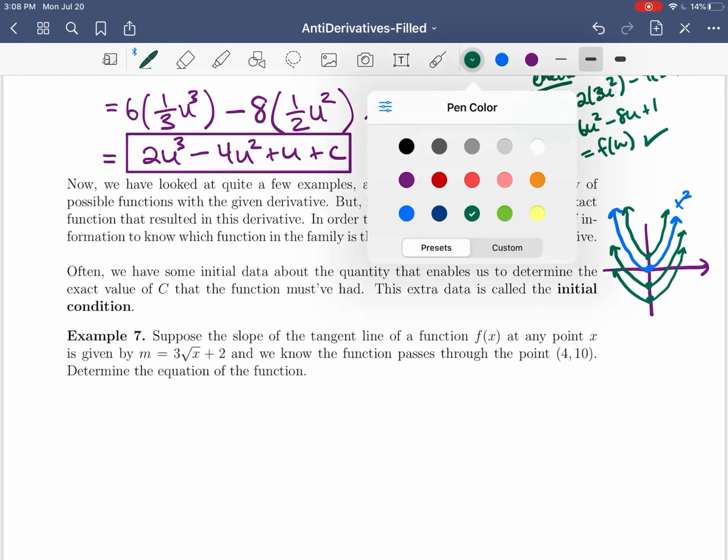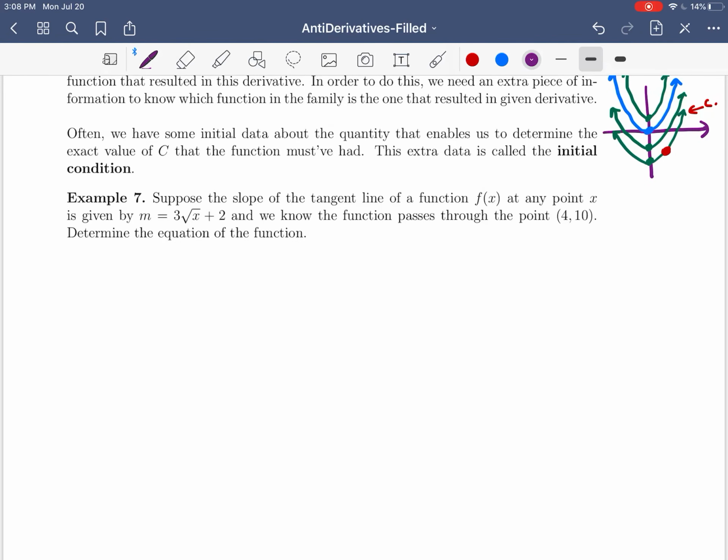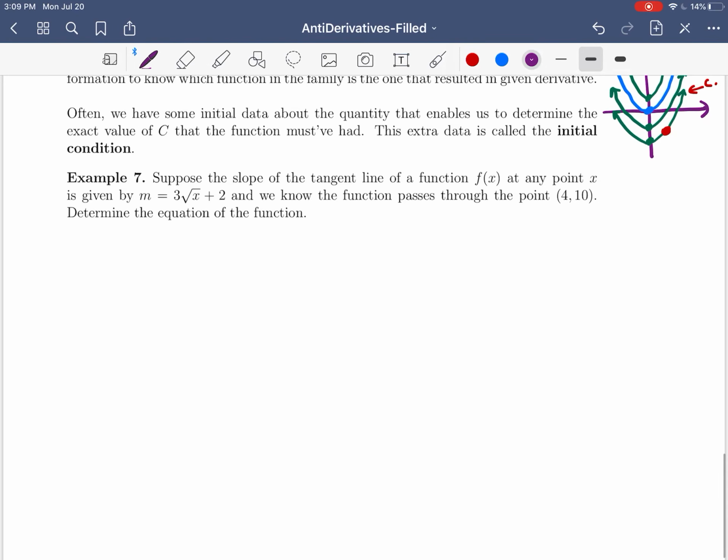So if you have some extra condition, for instance, you know that this point is on your graph, then you know that you need this particular c value. You want to be on that specific graph. Okay, so that's the idea. So here, if we know the slope of the tangent line of a function is given by this equation here, so that's for any point x, and we know the function passes through this point, we can find the equation for the function. So we're not going to get an infinite family.